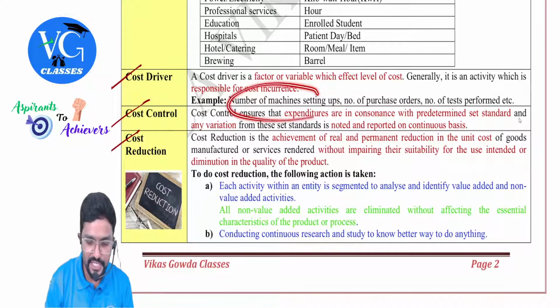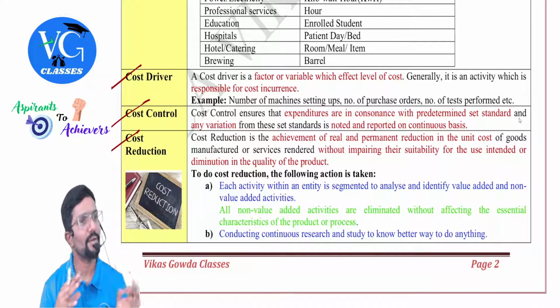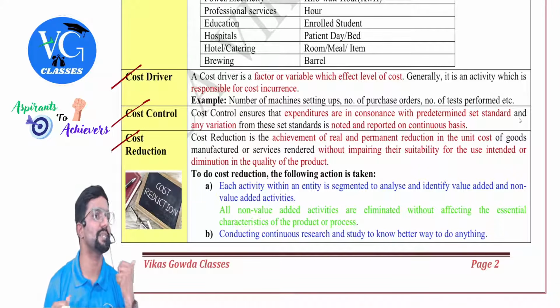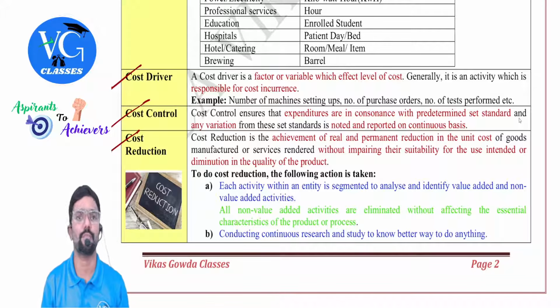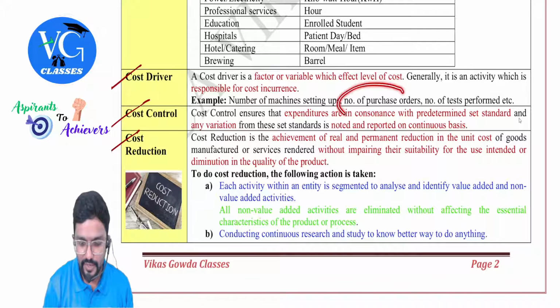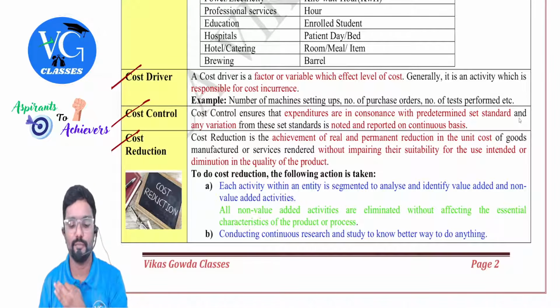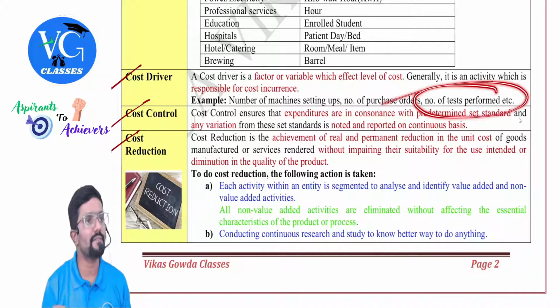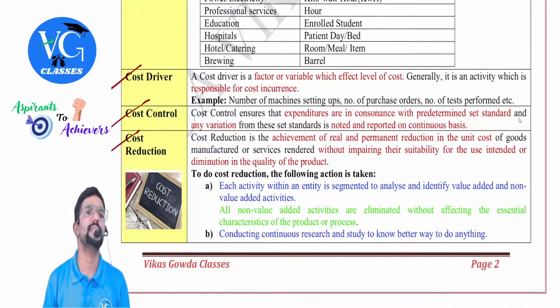Example, number of machine setups. So for machine operation, if you are incurring any cost, number of machine setups will be the cost driver for it, because higher the number of machine setups, higher would be the setting up cost. Then, with respect to purchase cost, what is the cost driver? Number of purchase orders. In case of tests performed, how many tests are performed? Number of tests performed is the cost driver.